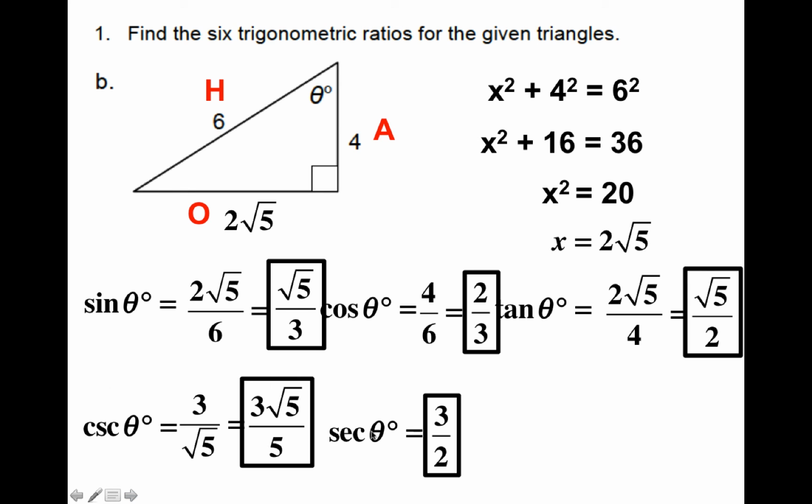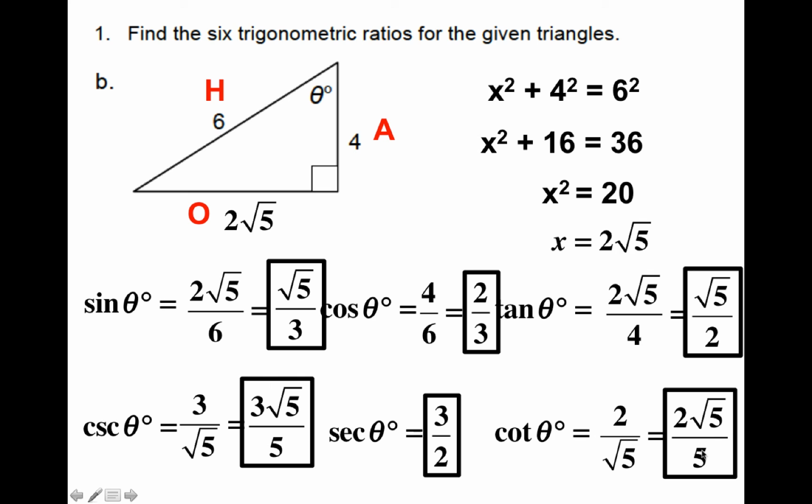Okay, cotangent is the reciprocal of tangent. So we're going to flip the simplified one, so it's 2 over the square root of 5. Notice that needs to be rationalized, so the number on top stays on top, the square root of 5 moves on top, and then the number comes out of the root on the bottom. So it's 2 square root 5 over 5.